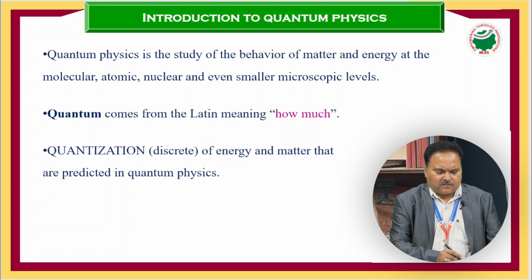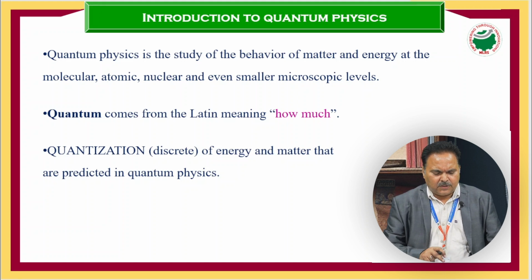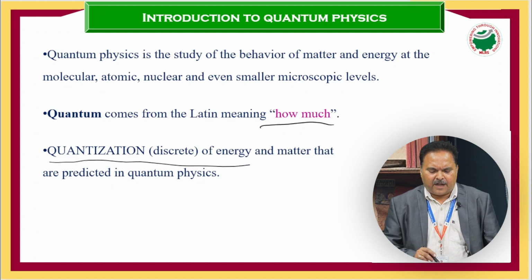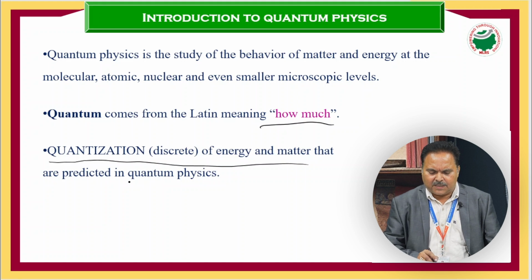Quantum physics is the study of matter and energy at the molecular and atomic levels. The word quantum comes from the Latin language, and its meaning is how much. So the quantization of energy and matter is predicted in quantum physics. Usually the energy of any material, according to classical mechanics, is continuous, whereas according to quantum mechanics it is discrete, that is, quantized. From one point to another point there is a quantized step. That is predicted in quantum physics.